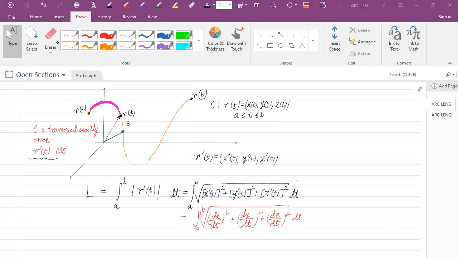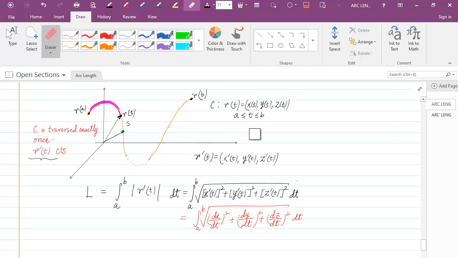Okay, so in this video, I want to derive the length of a curve a bit differently. Let's say that C is a curve in 3-space. It is parameterized by the vector function r of t, where t is between a and b. Now the components of r of t are x of t, y of t, and z of t.